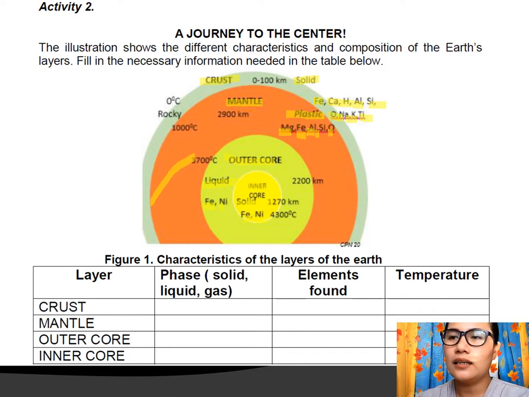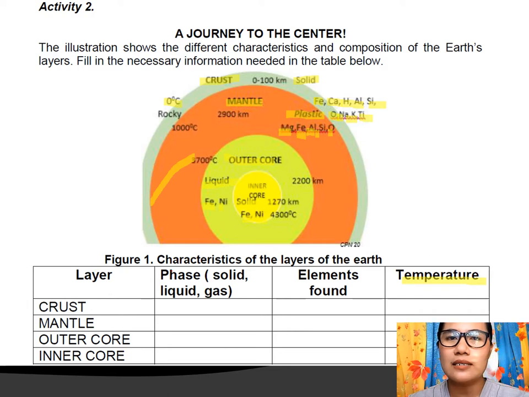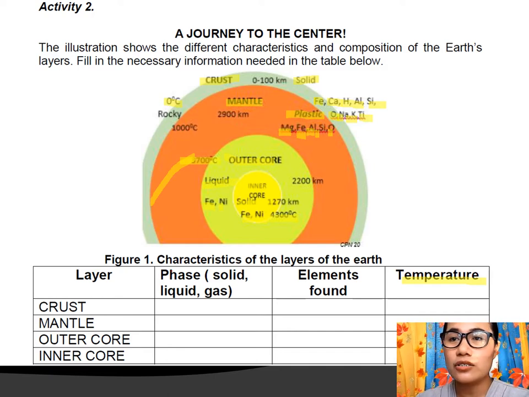And then, the next question is about temperature. So, still in the diagram, what's the temperature of the crust? It's 0 degrees Celsius. What's the temperature of the mantle? It is 3,700 degrees Celsius. What's the temperature of the outer core? Where is it? It's 4,300 degrees Celsius. The inner core is the same as the outer core.